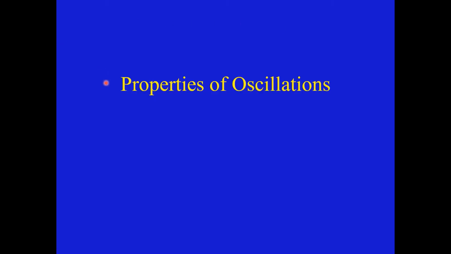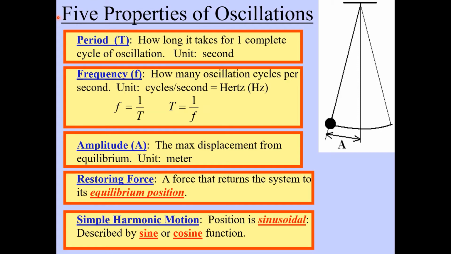Let's now take a look at the basic properties of all oscillations. So there are 5 properties that all oscillations have in common. The first is called the period.